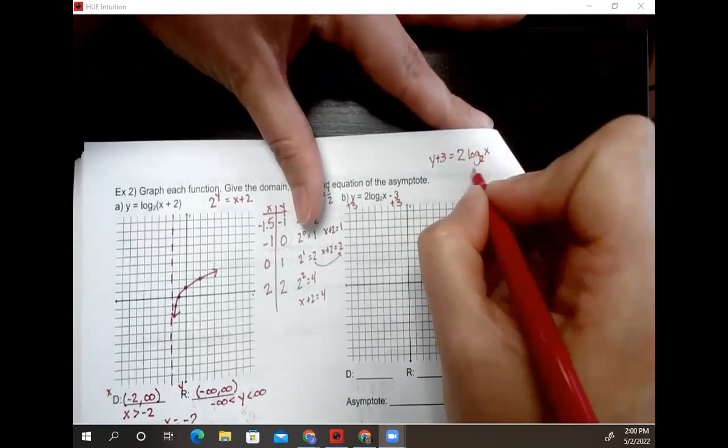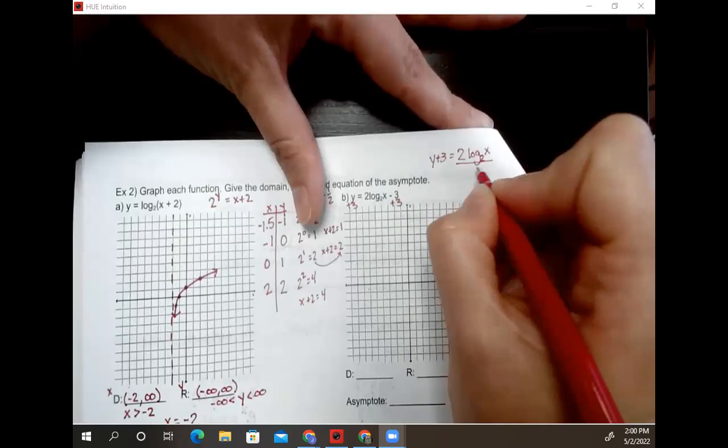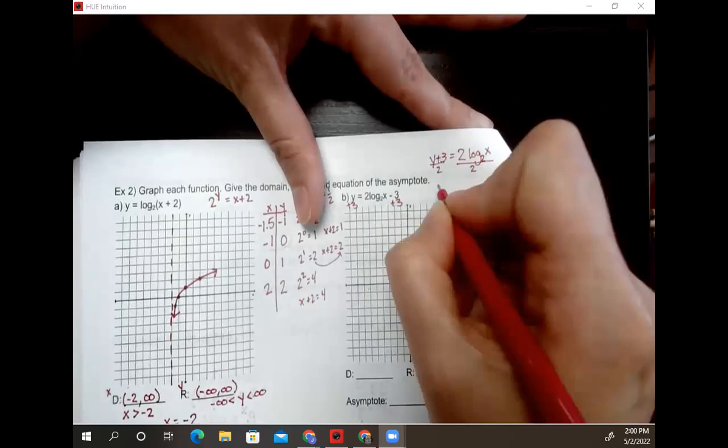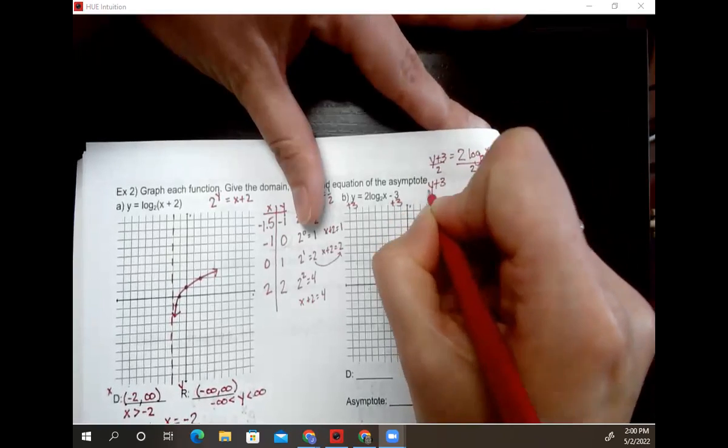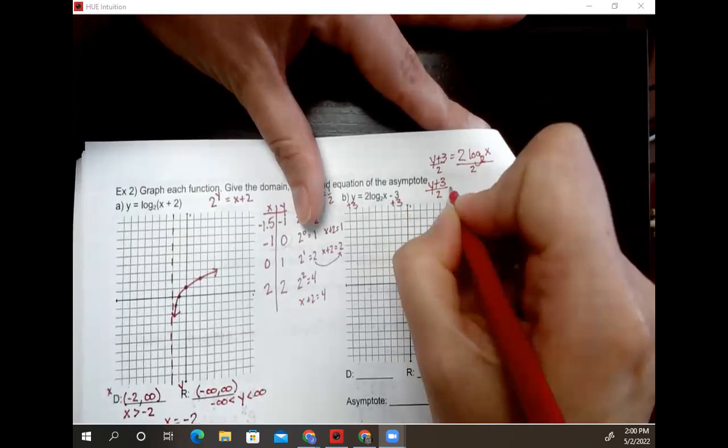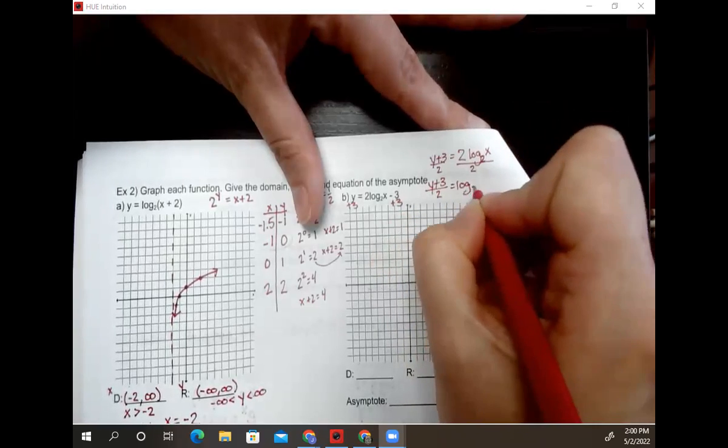And now, again, I want the log by itself. I can't have this 2 hanging out here. So I'm going to divide both sides by 2. And I get y plus 3, the whole thing over 2, equals log base 2 of x.